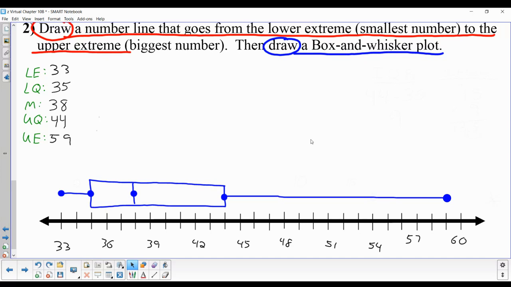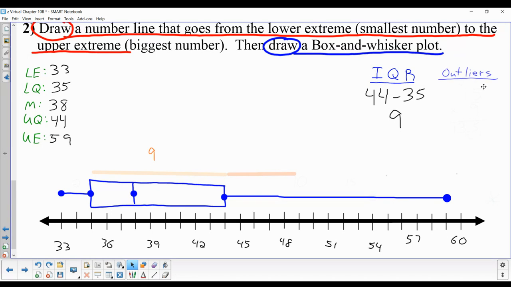Now, one of the things you have to know about a box and whisker is that the whiskers are only allowed to be 1.5 times larger than the box. If a whisker is larger than that, you have what is called an outlier. Now, the size of the box is why we do the interquartile range. Remember, it's the distance from the largest quartile to the smallest quartile. That is 9. So your interquartile range is 9. A whisker is allowed to be 1.5 times that size.